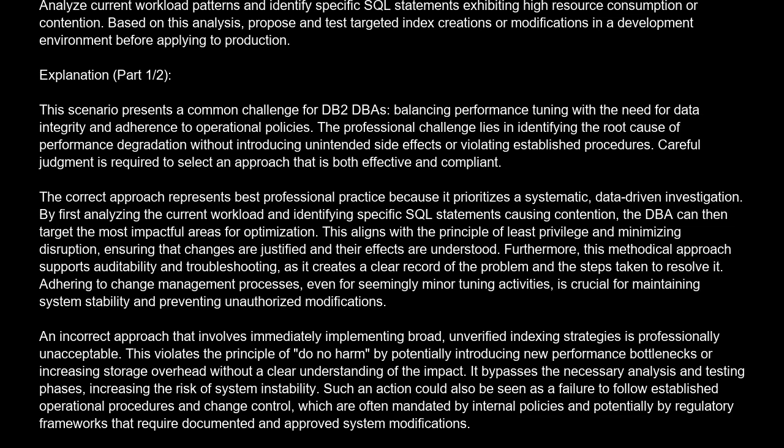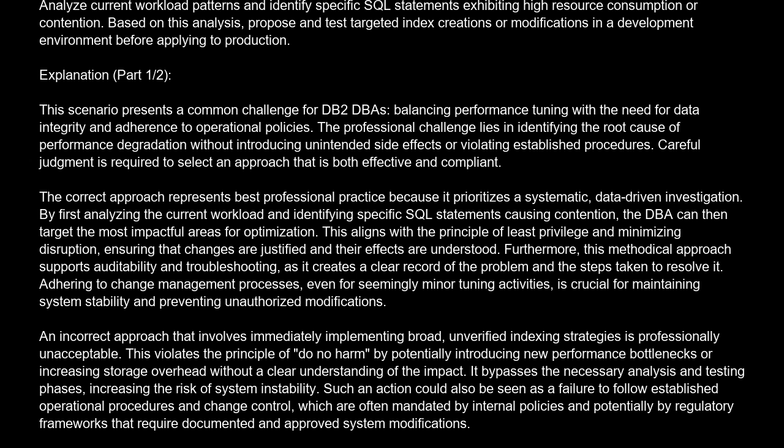Explanation. This scenario presents a common challenge for DB2 DBAs, balancing performance tuning with the need for data integrity and adherence to operational policies. The professional challenge lies in identifying the root cause of performance degradation without introducing unintended side effects or violating established procedures. Careful judgment is required to select an approach that is both effective and compliant.